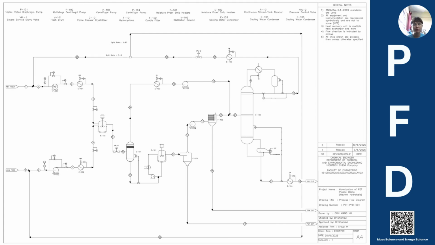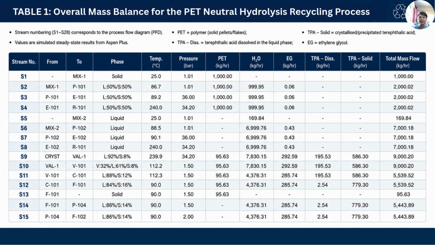This is our process flow diagram, and we will mainly focus on the mass balance and energy balance in the next slide. This table represents the overall mass balance for all process streams in the PET neutral hydrolysis process. Starting with the stream S1, 1000 kg per hour of PET is fed into the process. The recycled water is supplied through the streams S2 and S6, contributing 99.95 kg per hour and 699.76 kg per hour respectively, while only 169.84 kg per hour of fresh backup water is introduced through the stream S5.